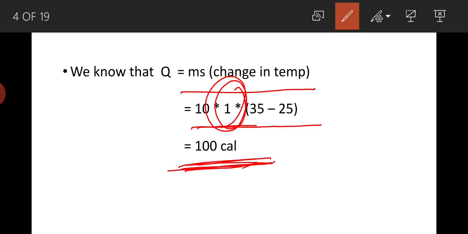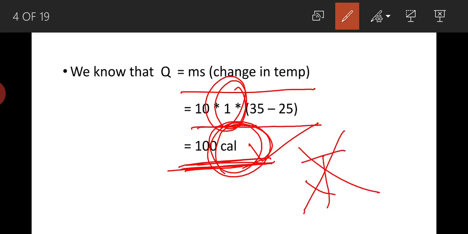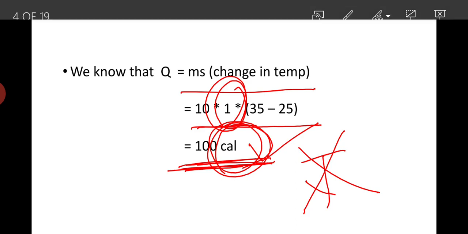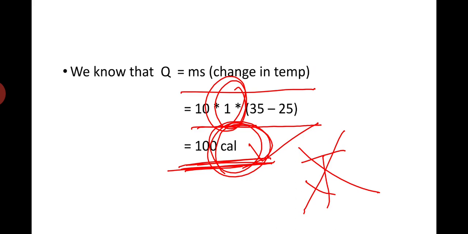Remember the units. Units are very important here. Units are calories. You will always get the answer in calories only, not joules. Okay, next problem.